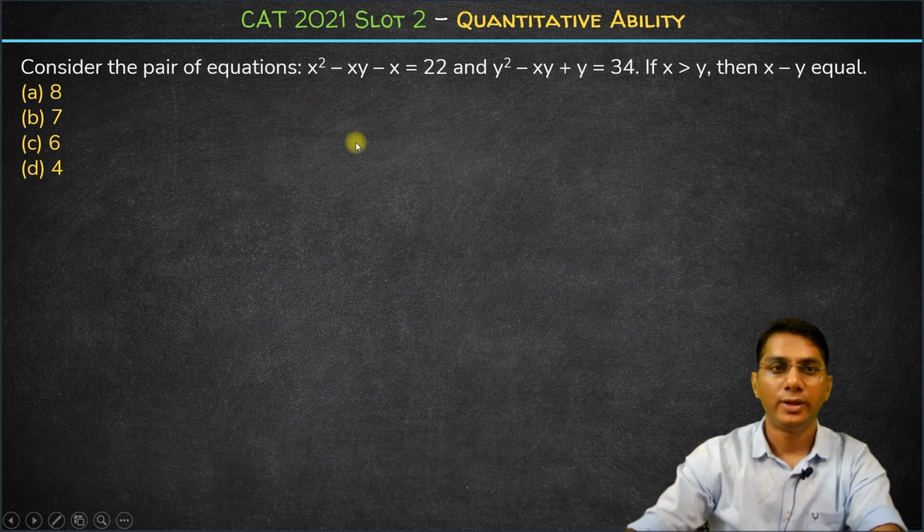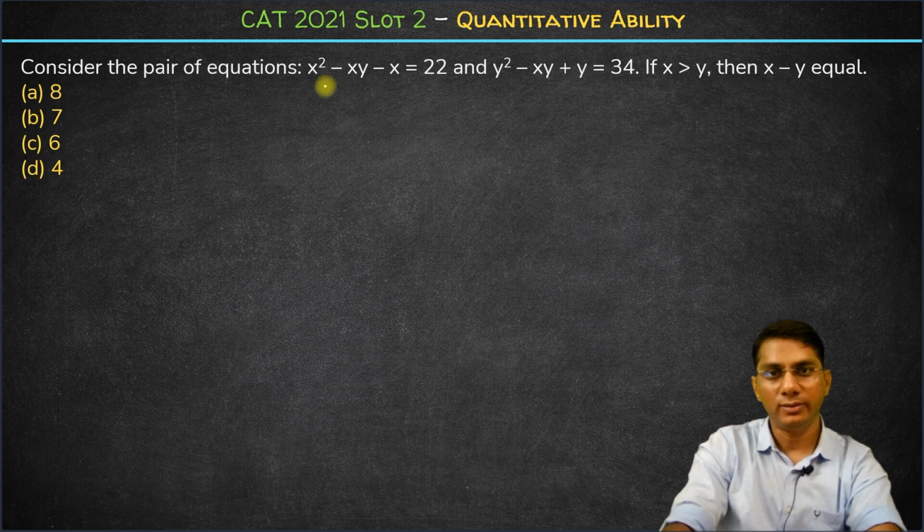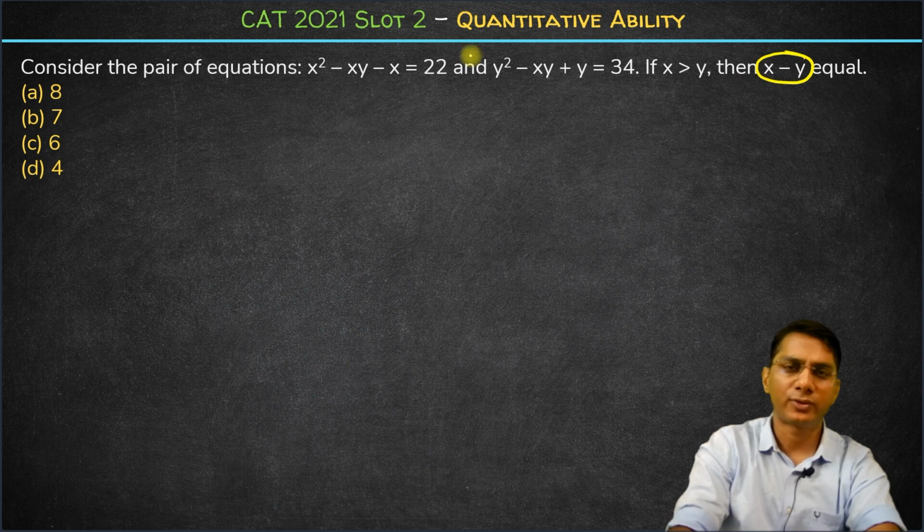Hi. So here we have considered the pair of equations. One is this and the other is this. If x is greater than y, then what is the value of x minus y? Okay. So we have these two equations. Now we have an x square here and a y square here, and we need to find the value of x minus y. So we have x minus y, we also have squares here.